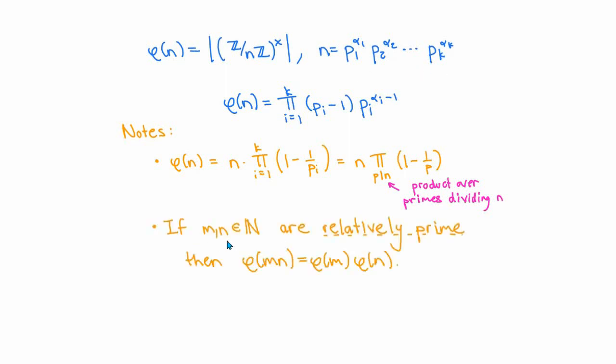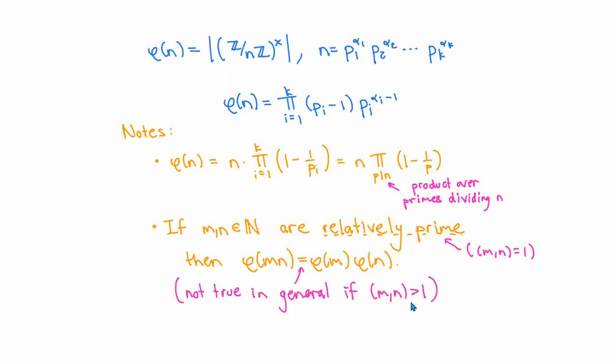A second important fact here, which you can derive immediately from this formula, is that if m and n are two relatively prime natural numbers, which remember means that the GCD of m and n is equal to 1, so that they don't have any common prime factors, then phi of mn is equal to phi of m times phi of n. One thing that you need to be careful of, though, is that this formula doesn't hold in general if m and n are not relatively prime. So if the GCD of m and n is greater than 1, then it's not true in general that phi of mn is equal to phi of m times phi of n.